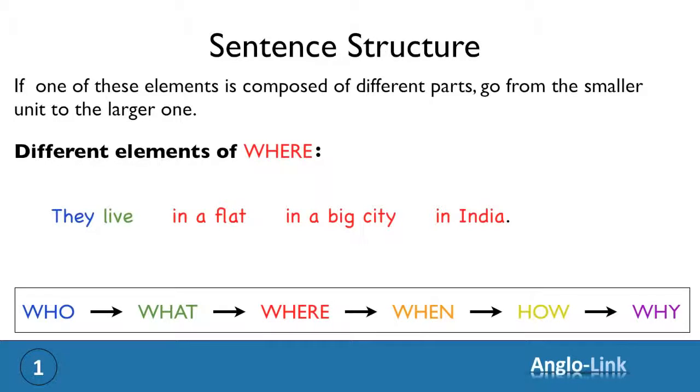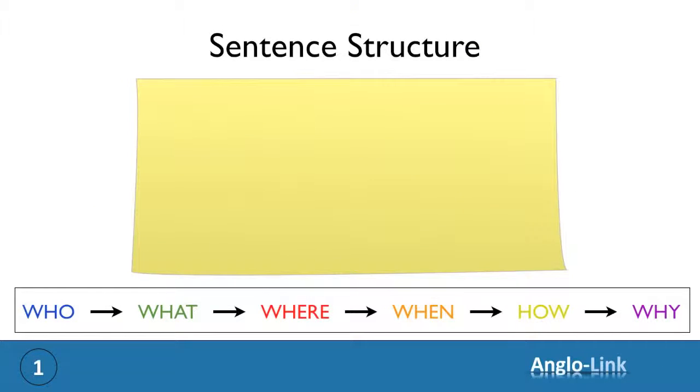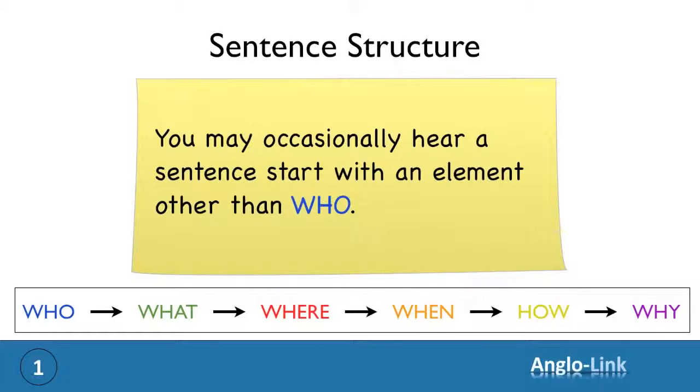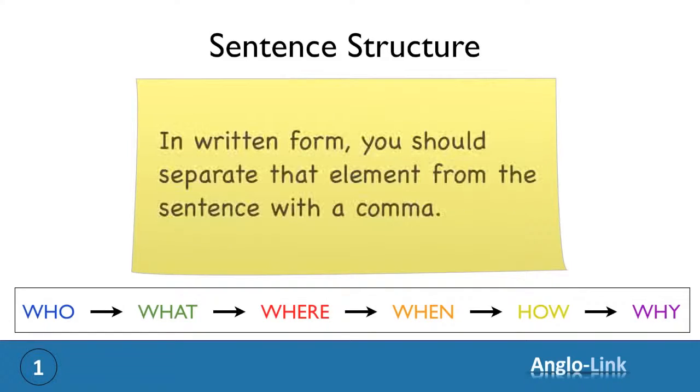Right, there's a specific case I'd like to mention now. You may occasionally hear a sentence start with an element other than who. This happens when you want to emphasize that element, and remember that your voice should emphasize it as well. And in written form, you should separate that element from the sentence with a comma.